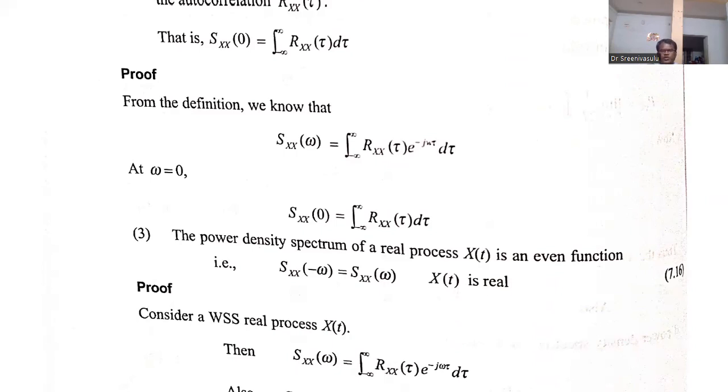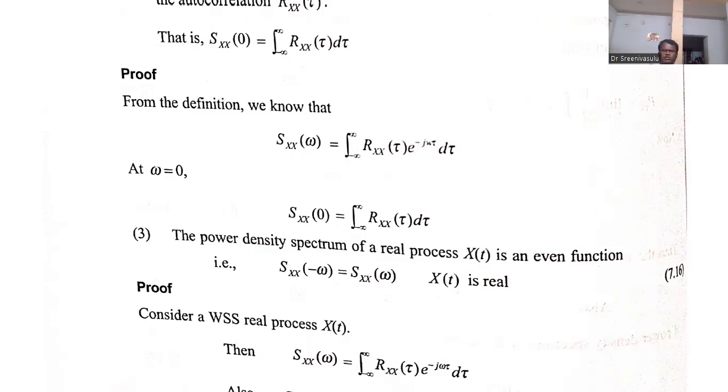Next one: the power density spectrum of a real process X of t is an even function. Already we have seen the autocorrelation function Rxx of tau. Suppose the random process X of t is real, and Rxx of tau is also real. So what is the condition of a real function and an even function? Suppose it is even, it has even symmetry, it is an even function.